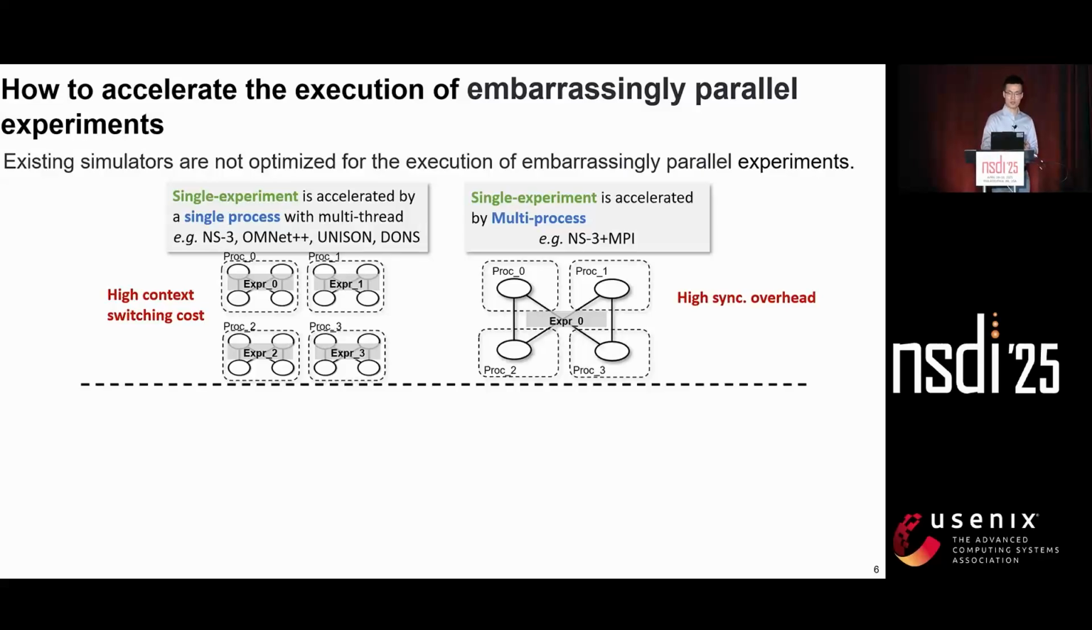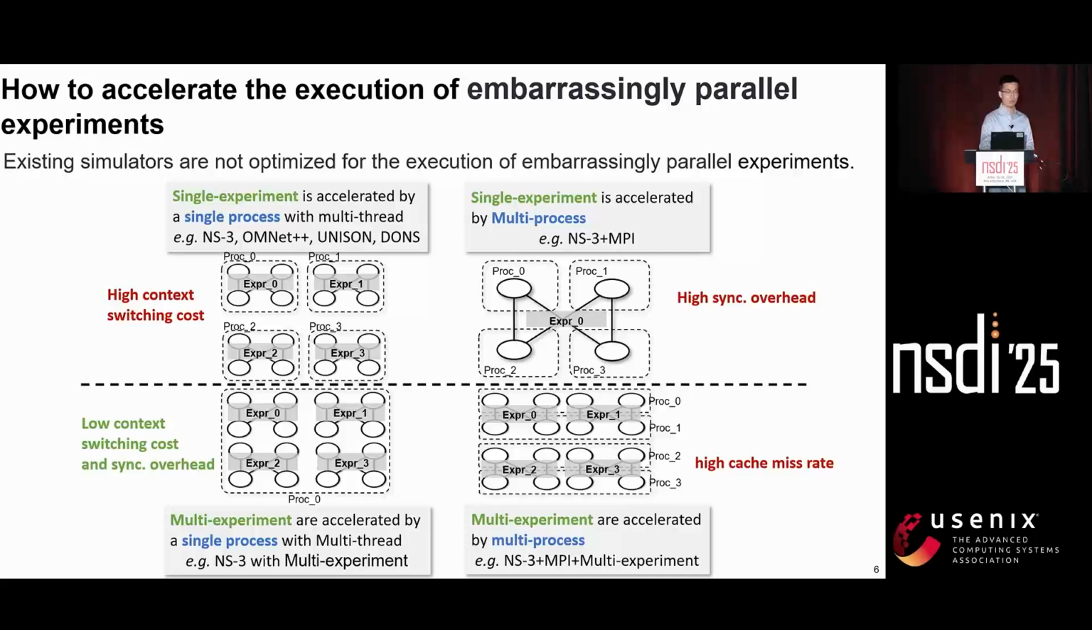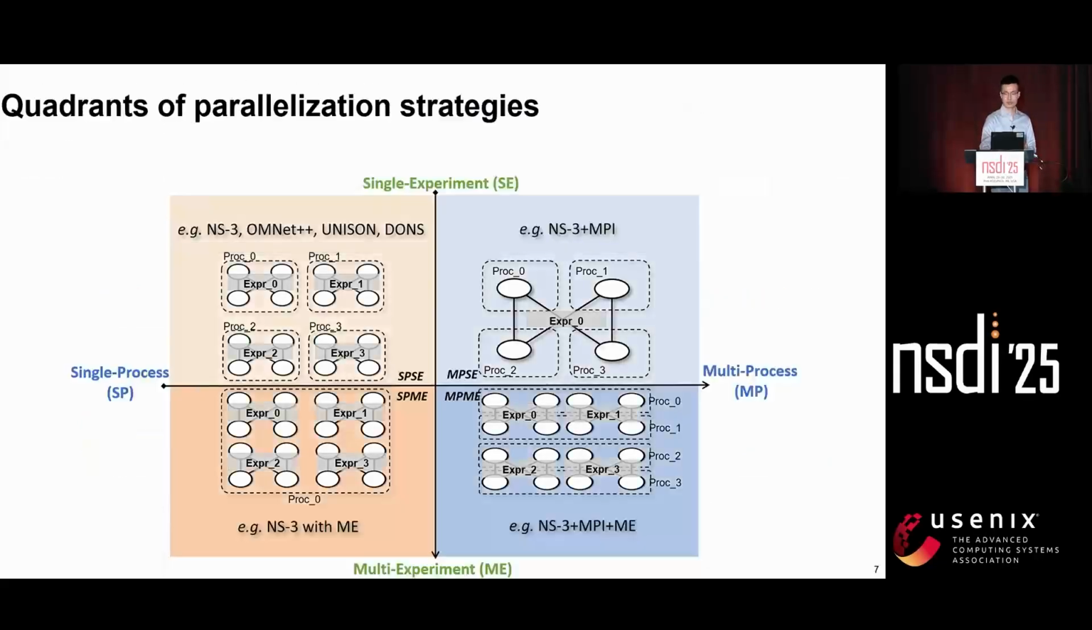And for N3, multiple experiments can also be accelerated by a single process with multi-thread, which can avoid the context switching cost and high synchronization overhead. Also, N3 can support multiple experiments accelerated by multi-process, but at a high cache miss rate.